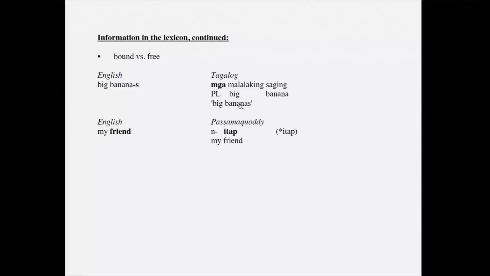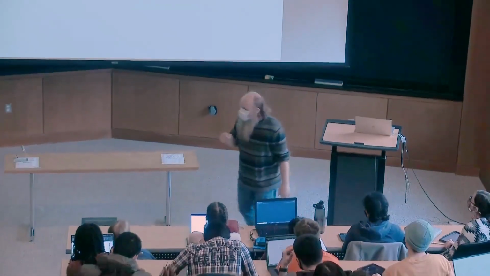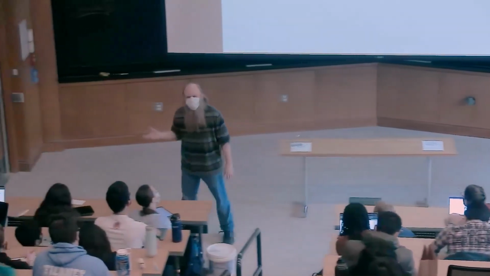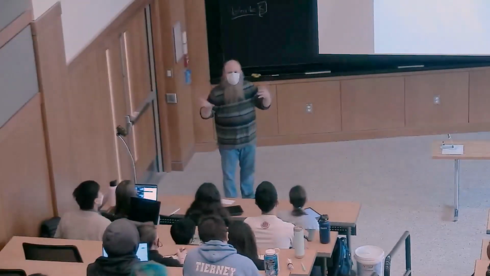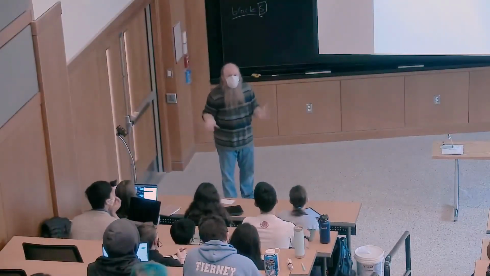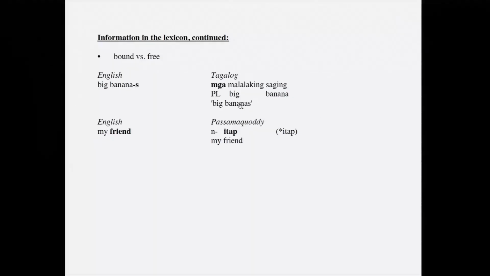Here's another example of languages varying with respect to whether things are bound or free. In English, the word friend is a free morpheme. In Passamaquoddy, the word for friend is a bound morpheme. It needs to be attached to something. So in English, you say my friend. The Passamaquoddy word for my friend is nidab. There isn't a Passamaquoddy word idab. So you have to add a prefix to the word for friend in Passamaquoddy, indicating whose friend it is. So it can't just be a word by itself. It's bound. It needs to be attached to something else. It's not a complete word. So the lexicon of a given language has to indicate whether particular morphemes are bound or free.